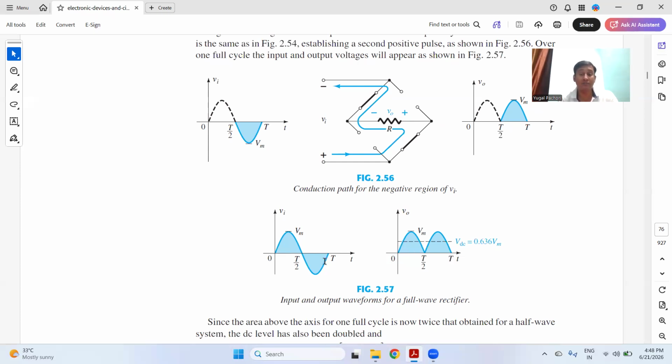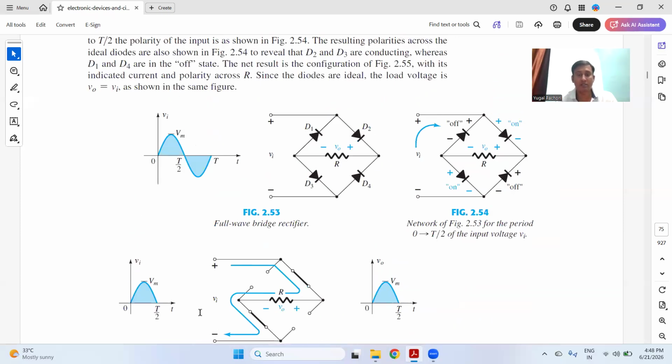It means there is no negative cycle. There is only the positive curve, because there is only one directional flow, either in the positive cycle or in the negative cycle, through the resistor R. There is only one type of flow. You are going this way only in both cycles, whether it is the positive or negative half cycle, but the directional flow is from this side, as you can see in the resistor.